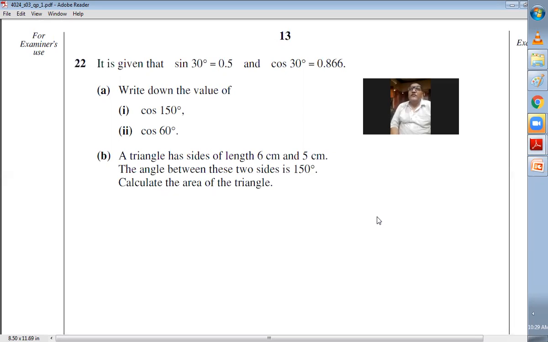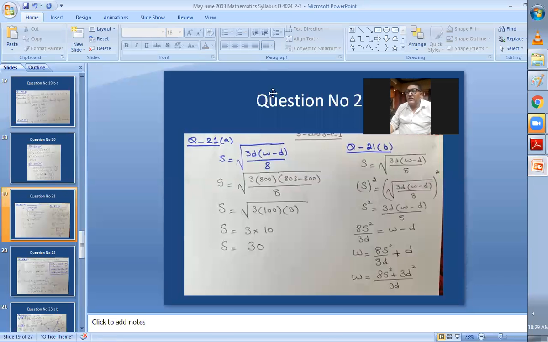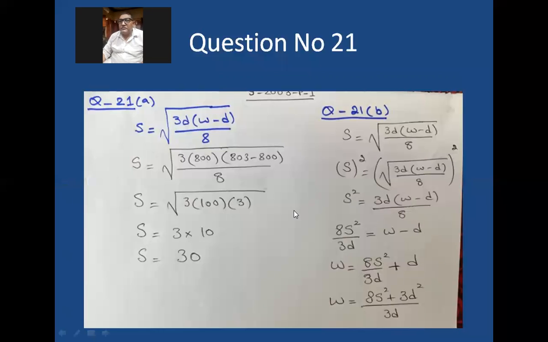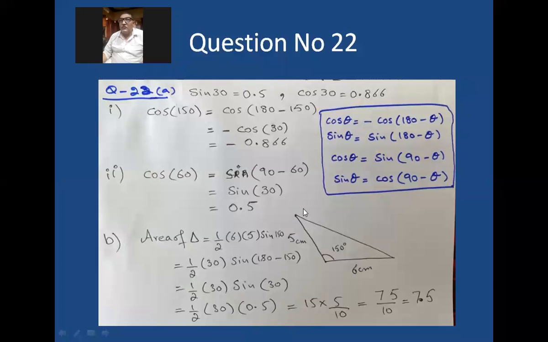Okay, so if you want to find out the value of the cos 150, you need to understand few formulas. Let me bring it in front of you. So remember this formula. Cos theta is equals to minus cos 180 minus theta. Sin theta is equals to sin 180 minus theta. Cos theta is equal to sin 90 minus theta. And sin theta is equal to cos 90 minus theta. Don't forget these formulas. They are used in O level in a way.